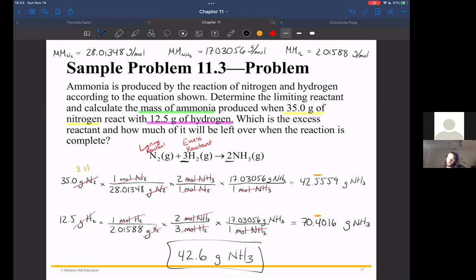In order to do that, we're going to again start with our limiting reactant. The limiting reactant is the one that's going to dictate how much product is produced and also how much reactant is used. We know all of our limiting reactant is used because it's limiting. So there's going to be 0 grams of nitrogen gas left over. But how many grams of hydrogen gas is going to be left over? I know not all 12.5 is going to be consumed. So that's what we're going to calculate.